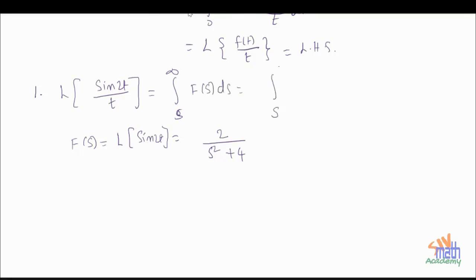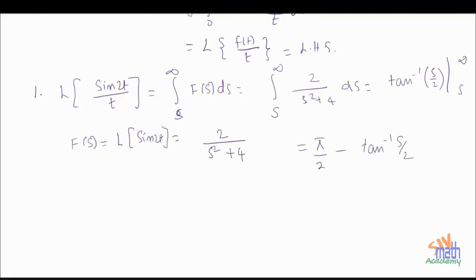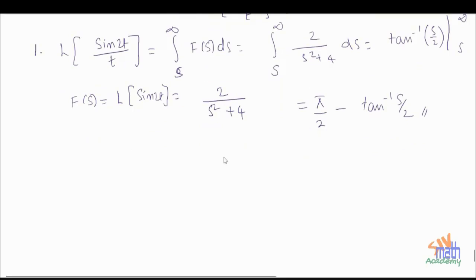So, s to infinity, this is 2 upon s square plus 4 ds. This is 1 by 2, the 2 cancels. Tan inverse s by a, that is s by 2, within the limits s to infinity. And tan inverse infinity is pi by 2. So the answer is pi by 2 minus tan inverse s by 2. That's it. Absolutely no trouble with this.